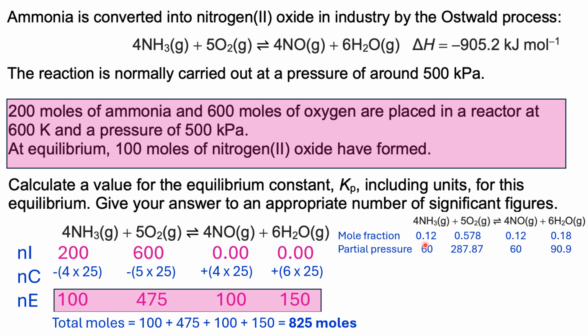The mole fractions should roughly add up to 1, and the partial pressures should add up to the total pressure. Our total pressure is 500 kilopascals. These partial pressures were obtained by multiplying these mole fractions by 500 in each case. So these numbers should roughly add up to around 500, or as close as you can get. If you did a bit of rounding as you went, it might be slightly more or slightly less.